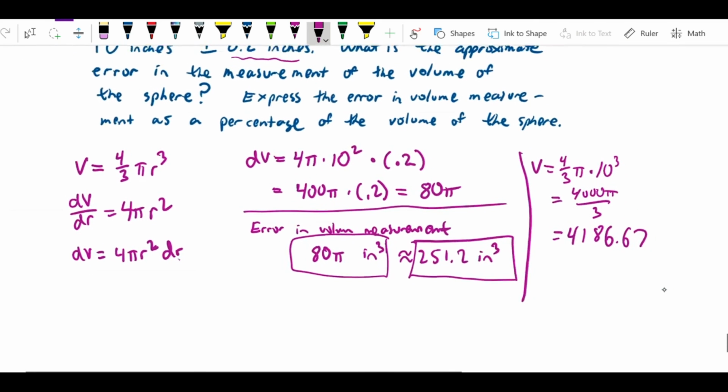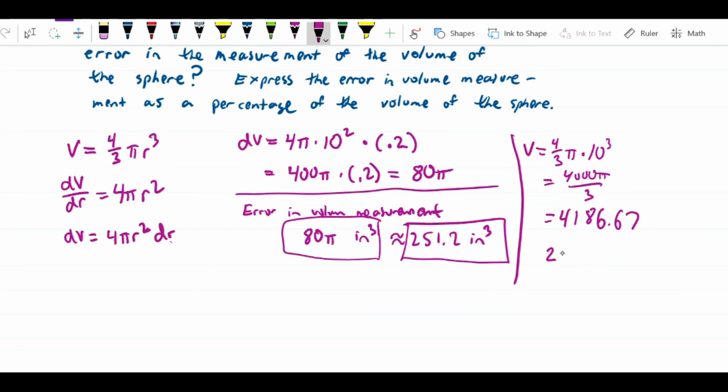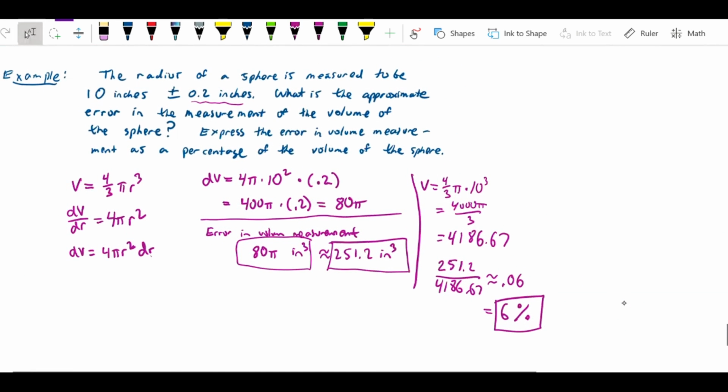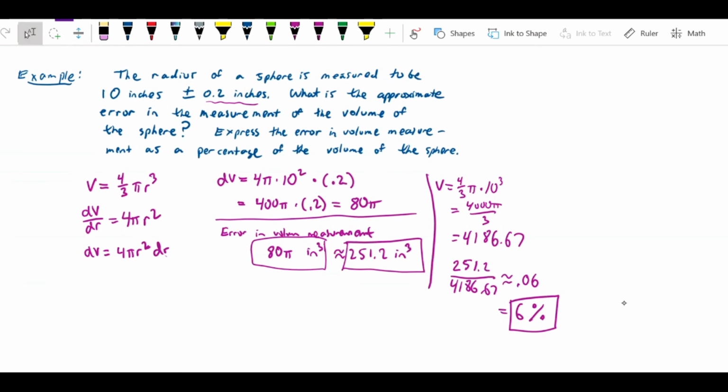4186.67. So all we would do is divide the error in measurement, because we're being asked to express the error as a percentage of the volume of the sphere. So we'd take 251.2 over 4186.67, and that is approximately equal to 0.06, which is 6%. There we go. So what we're saying is that if we're off by 0.2 inches in our radius measurement, then our volume measurement is off by 251.2 cubic inches, or approximately 6%.